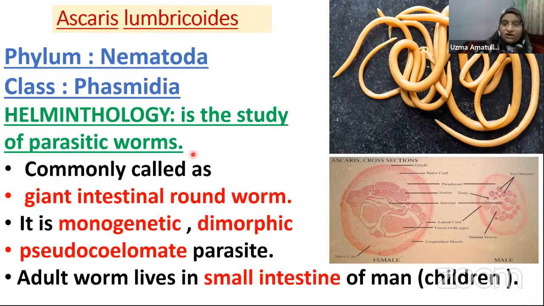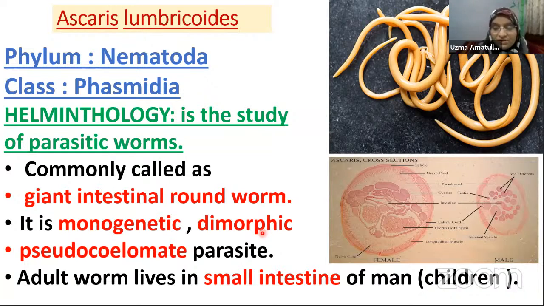It is commonly called the giant intestinal roundworm. It is monogenetic. Monogenetic means it completes its life cycle in a single host, that is man. Now, dimorphic means exhibiting two forms. Morph means form, that is structure. So you see this worm in two structures, female and male, which are different in structure, size, form and shape. That is called dimorphism.